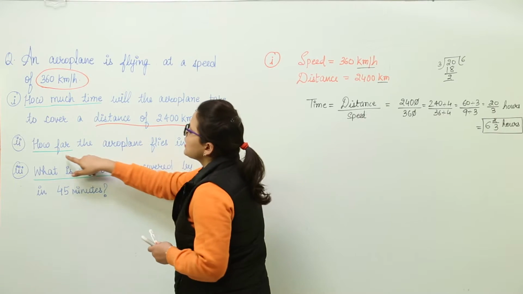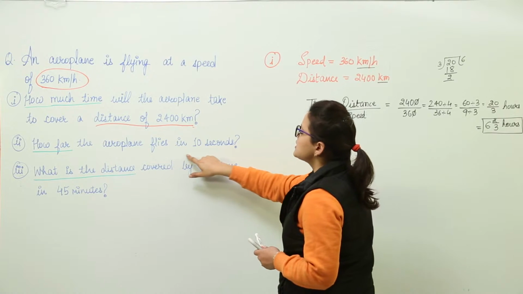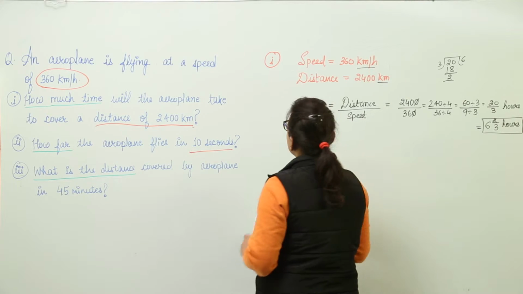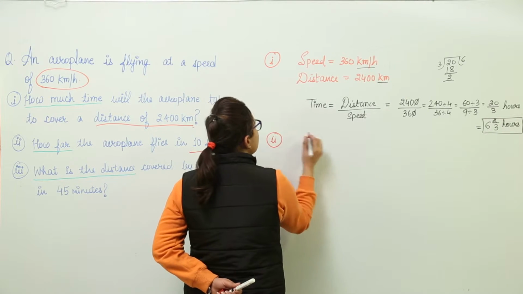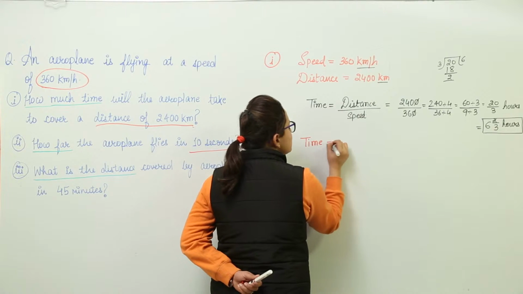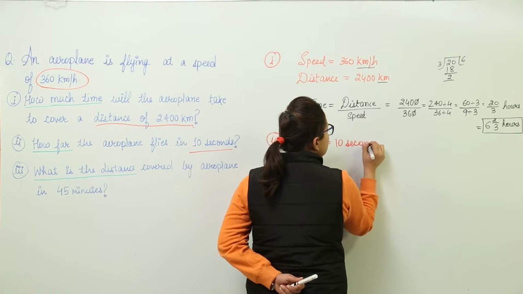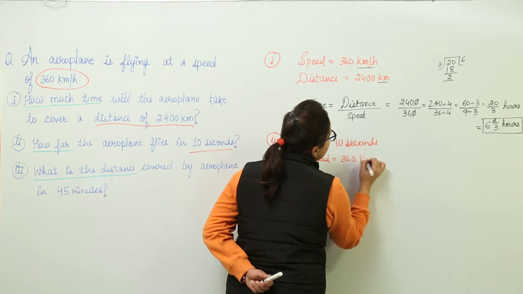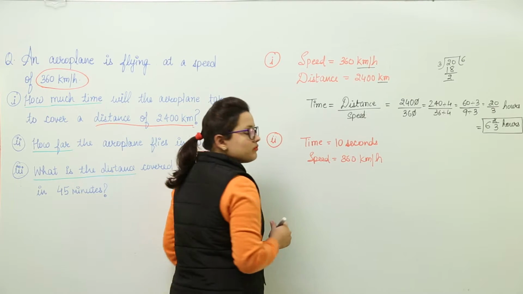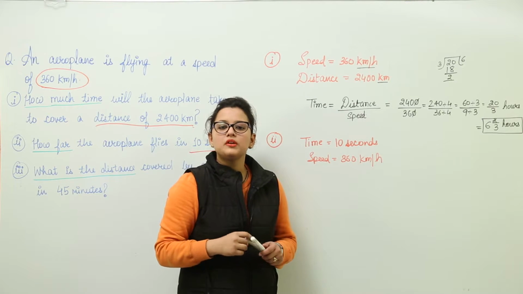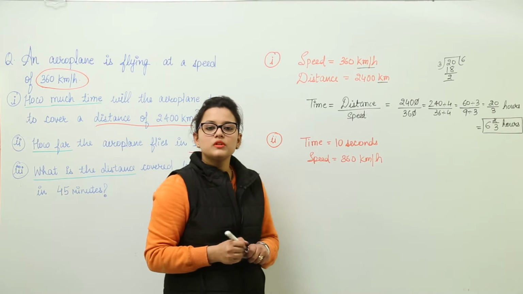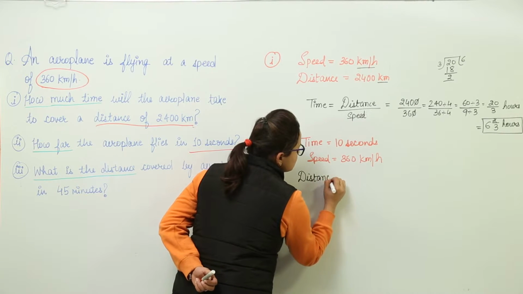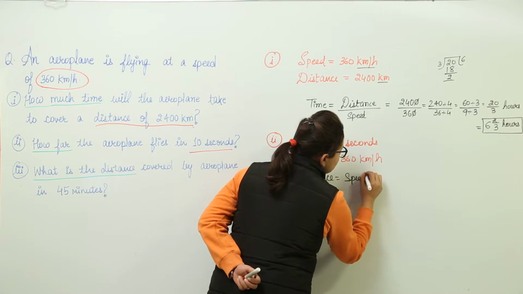The next part is asking us how far the aeroplane flies in 10 seconds. Here we have the time given to us as 10 seconds. So let us write this down. We have the time as 10 seconds. We have the speed, as given in the question, as 360 kilometers per hour. Now what do we have to find out? How far the aeroplane travels. How far means we have to find the distance. So we write down the formula for distance that we have learned. Distance is equal to speed into time.